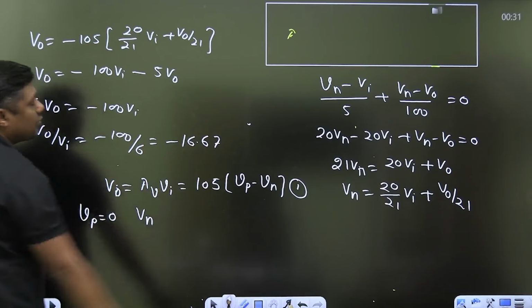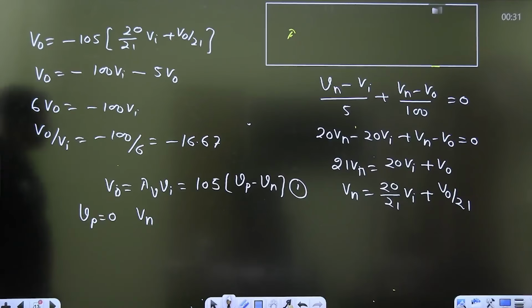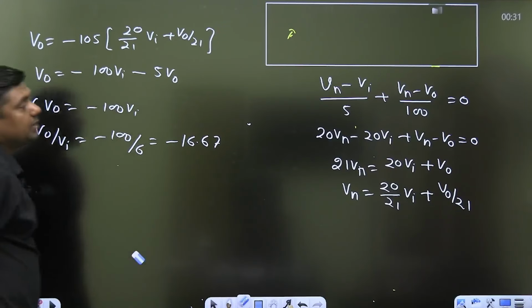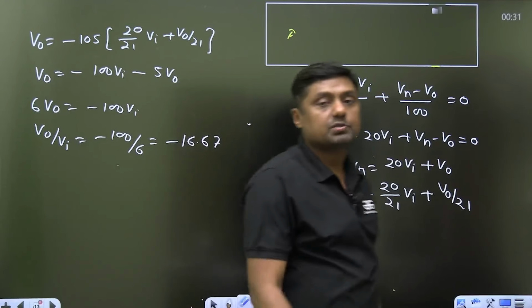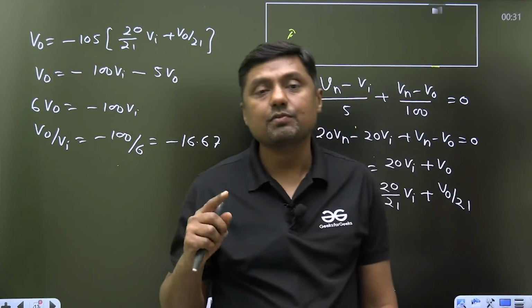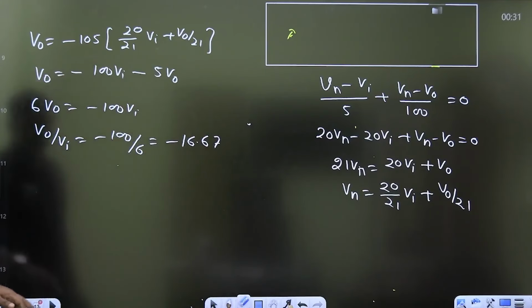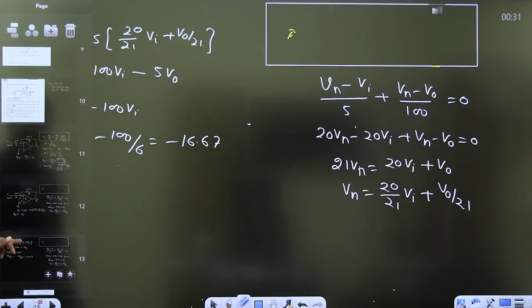Any formula required? No, formula is not required. Very simple method, VP minus VN. Very, very simple method, VP minus VN. Directly you can solve, and answer will be minus 16.67. Remember, this is a very, very important one, guys.